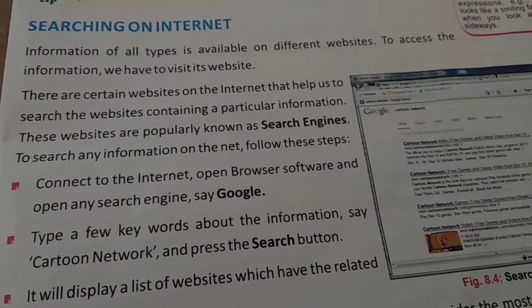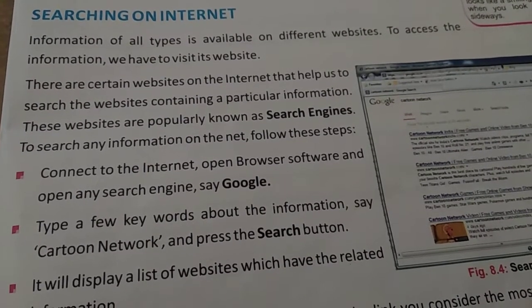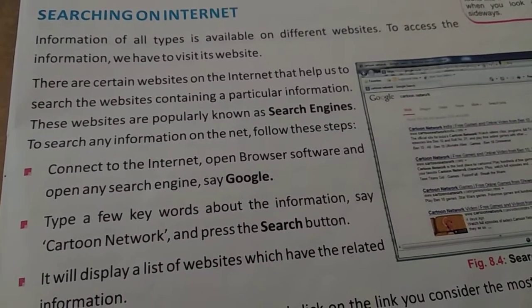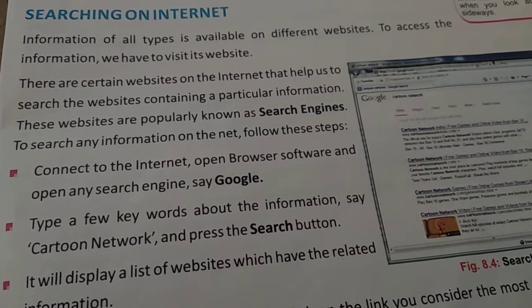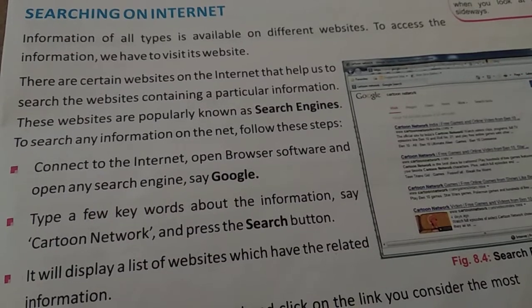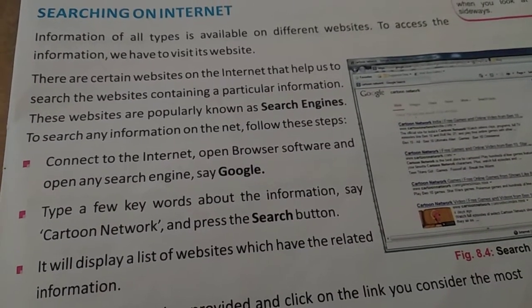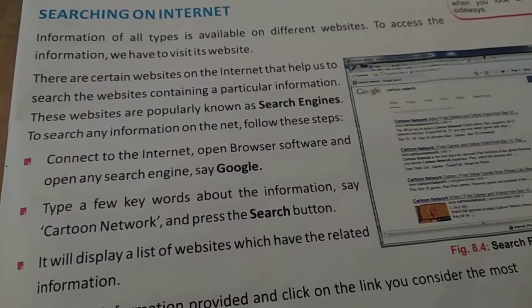Information of all types is available on different websites. To access the information, we have to visit its website. There are certain websites on the internet that help us to search the website containing a particular information. These websites are properly known as search engines. To search any information on the net, follow these steps. So we have to use the search engines.